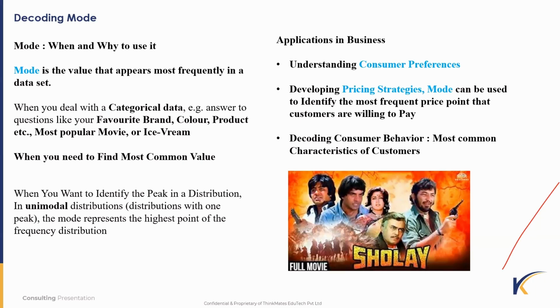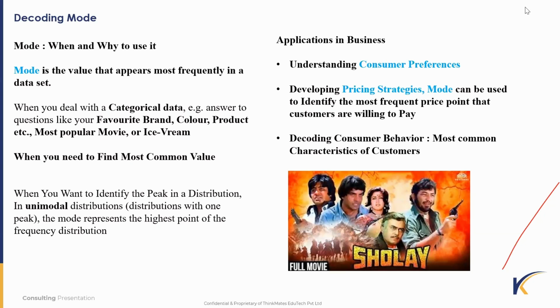Because whenever you want to identify a peak in a distribution, which is a unimodal distribution, meaning a distribution with only one peak, the mode will represent the highest point of the frequency distribution because it's the most commonly occurring phenomenon. So how do we apply it in business life? I have given a photo of the Sholay movie. Probably you're from a younger generation, but if you ask people from my generation, and probably Mayank Sharma sir might agree, if I ask him what his favorite movie is, more often than not the answer will come as Sholay, right? So that is the most common phenomenon happening.